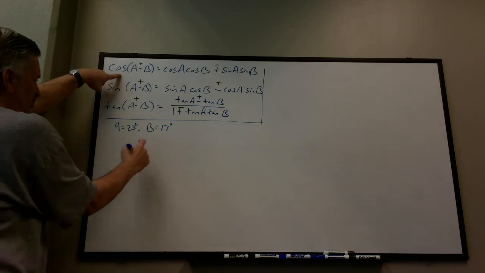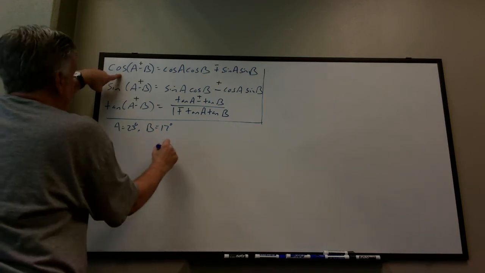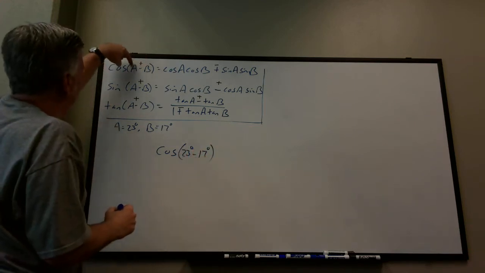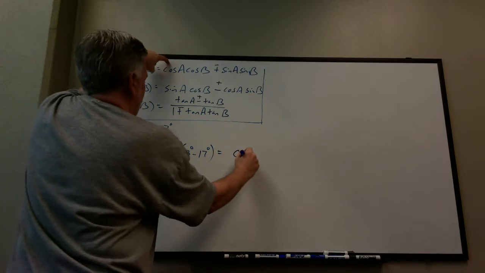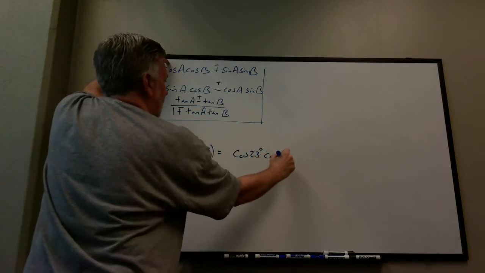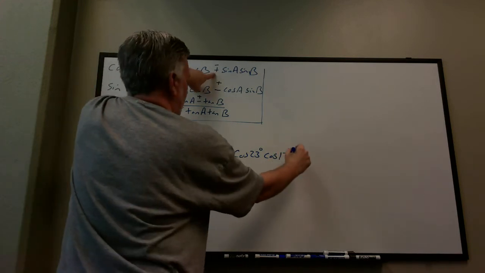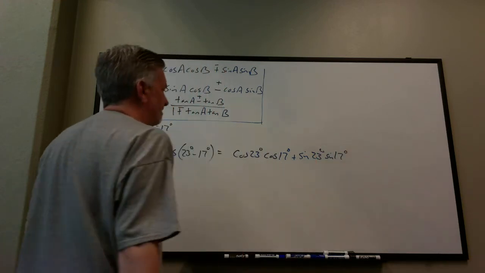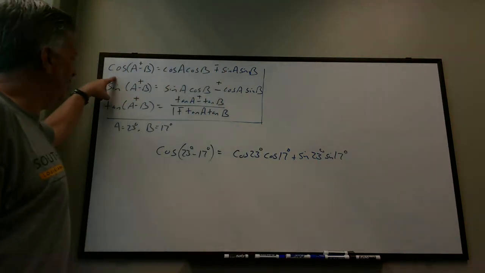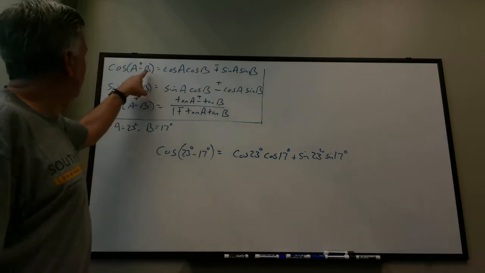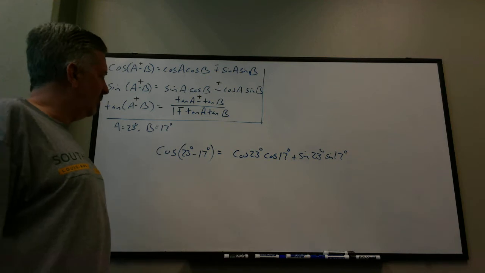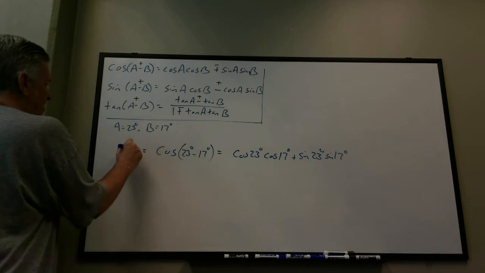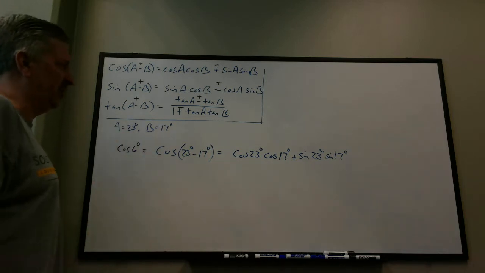I'm going to leave a little room here in front. I'm going to add something to it. This says cosine of 23 degrees minus 17 degrees, A and B. That is cosine 23 degrees, cosine 17 degrees, plus sine of 23 degrees, sine of 17 degrees. I'm just recopying this formula here in blue, A is 23 and B is 17. Now let me work back this way a little bit. Well, 23 degrees minus 17 degrees is just 6 degrees, so this should be the cosine of 6 degrees.